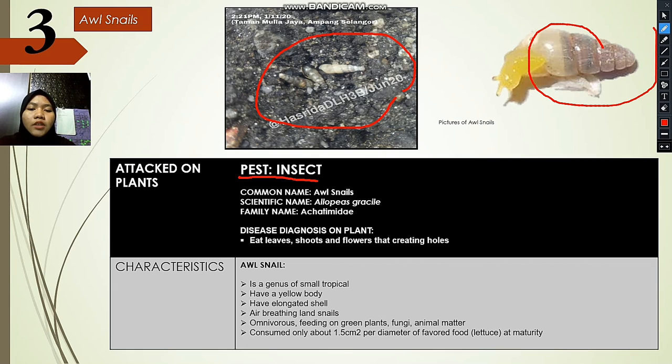Okay, the common name of this picture is owl snail. The scientific name is Allopeas gracile. The family name is Achatinidae. For the disease diagnosis on plant, it is leaf, shoot, and flower creating holes.